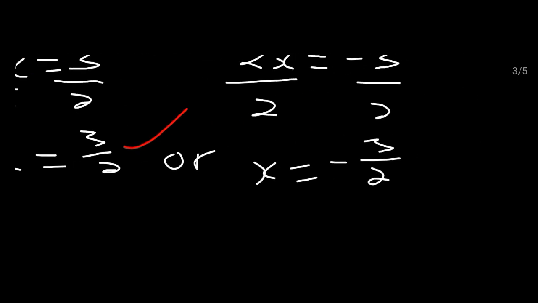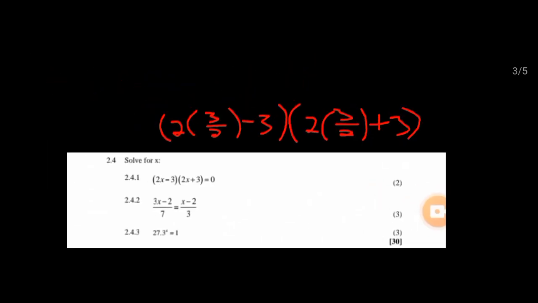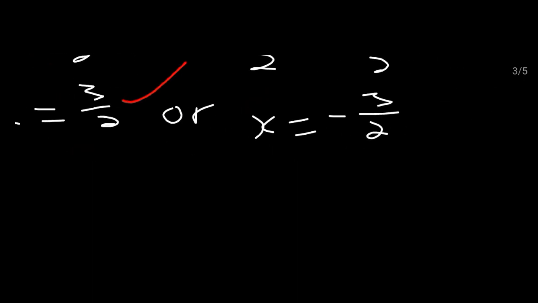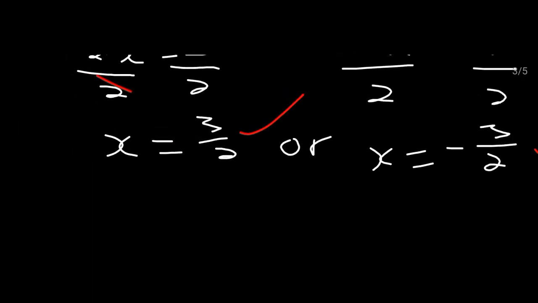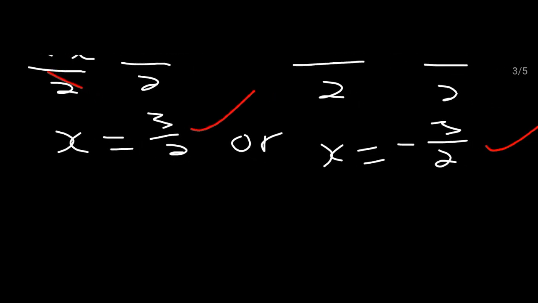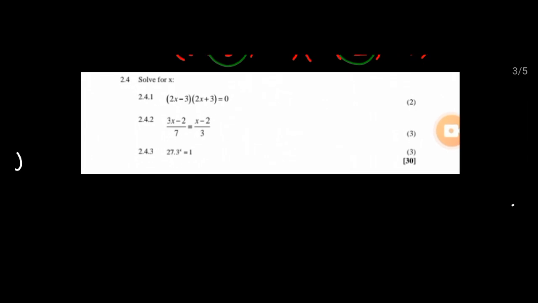Then check this one, negative 3 over 2. You do the same thing, but where you see x you put negative 3 over 2. You get the value of 0. So you just write it like that: x is equal to 3 over 2 or x is equal to negative 3 over 2. So let's move on to 2.4.2, fractions.